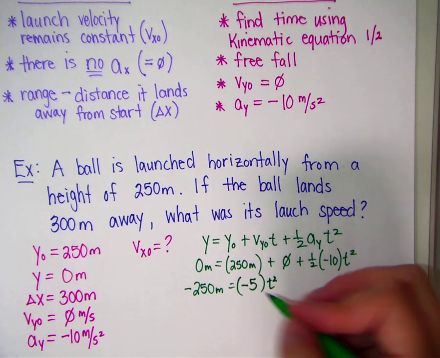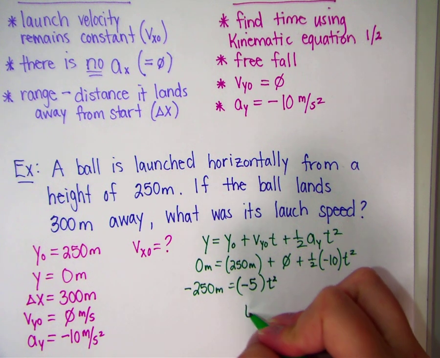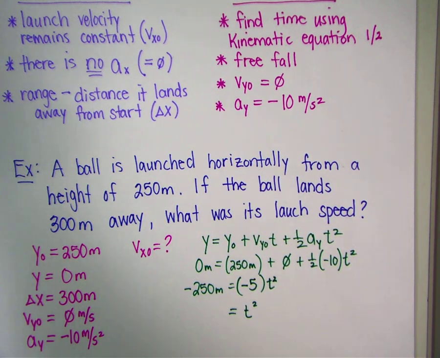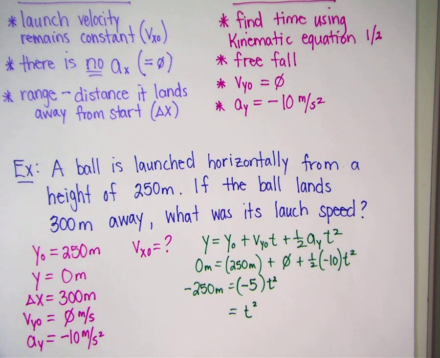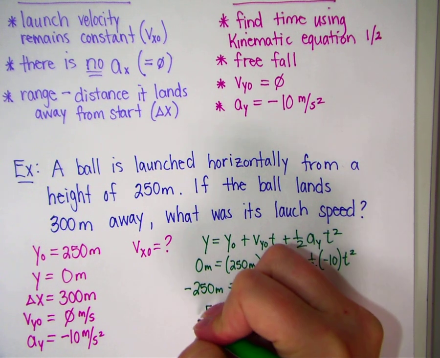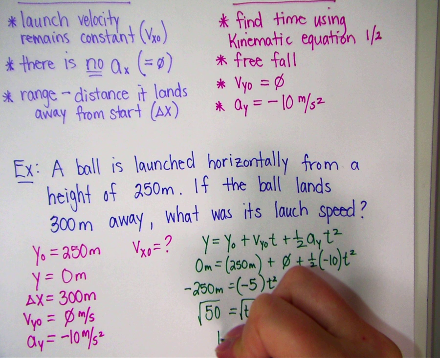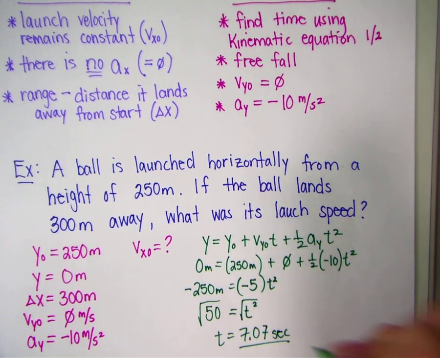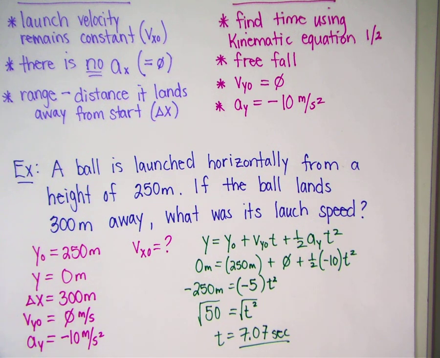Okay, now I'm going to divide both sides by negative 5 to get t squared by itself. And then take the square root of both sides. So the time of flight is 7.07 seconds. If you wanted to round at 7.1, that's fine also. It just depends on how much of a stickler the person that is grading your papers is.